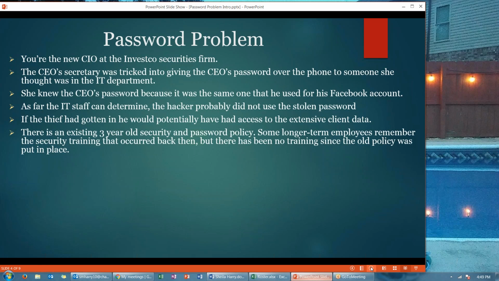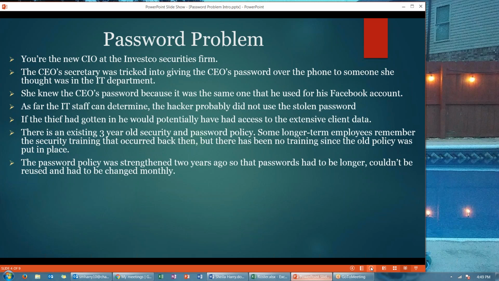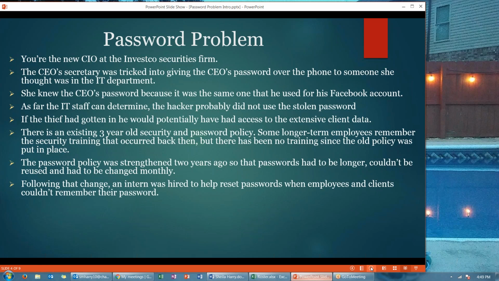Now, there is an existing 3-year-old security and password policy. Some of the longer-term employees remember the security training that occurred back then, but there's been no training since the old policy was put in place. The password policy was strengthened 2 years ago so that passwords had to be longer, they couldn't be reused, and they had to be changed monthly. Following that change, an intern was hired to help reset passwords when employees and clients couldn't remember their password.